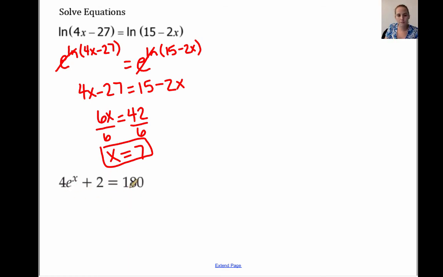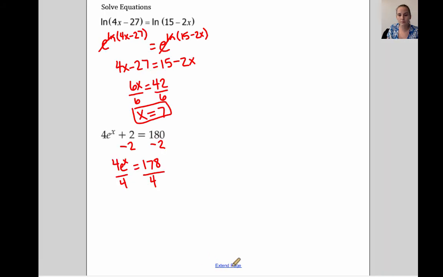All right, this one's a little bit different. If we're just trying to figure out x, well, we've got a lot of stuff going on with the x. Well, first it's up in the exponent, so I'm going to have to get rid of the base, but I can't do that yet. It's also being multiplied by 4, and then there's this plus 2. We're going to start with getting rid of the plus 2. Always start with the order of operations backwards. So we have 4 times e to the x power equals 178. And we're going to divide by 4 to get the 4 away from that e to the x.